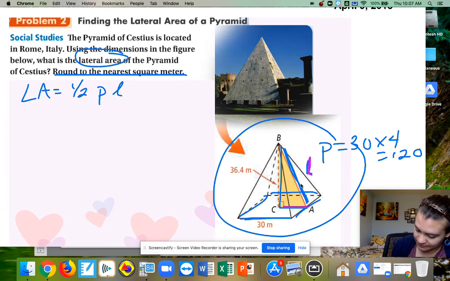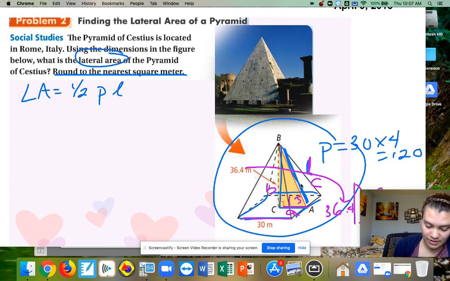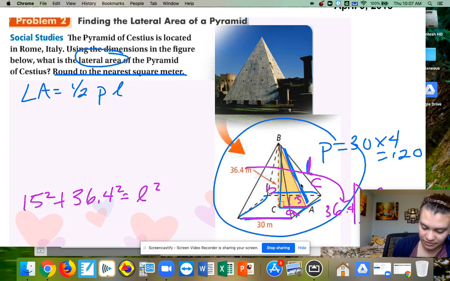So we could say this down here is a, b, c. This whole length is 30. This chunk is going to be 15. So if I redraw this triangle, we're going to get 15 here, 36.4 from here, and then we're looking for the hypotenuse. So you can do 15 squared plus 36.4 squared equals your slant height squared.